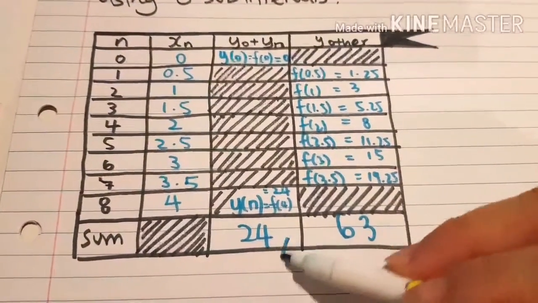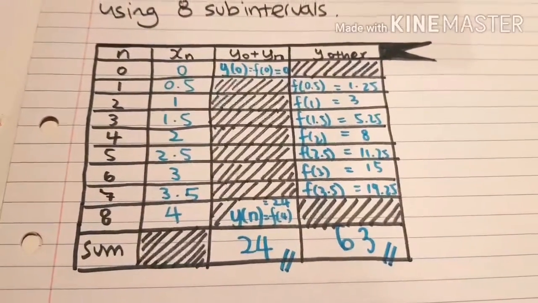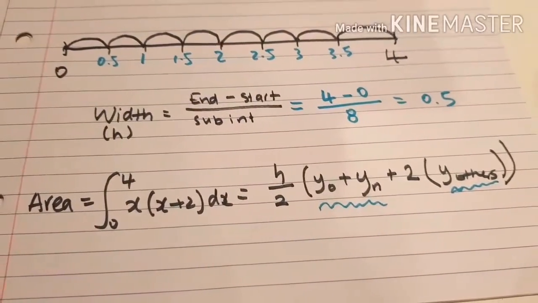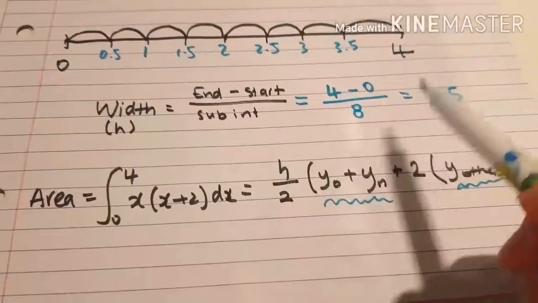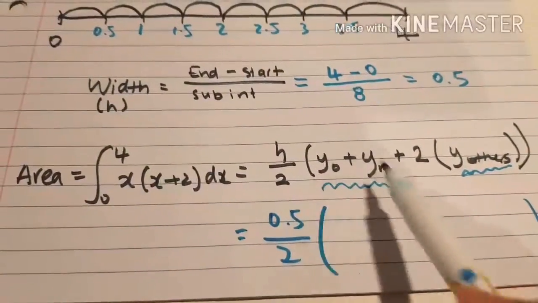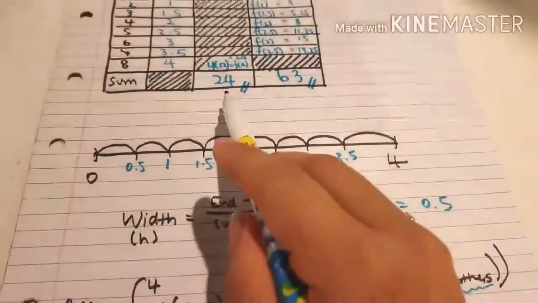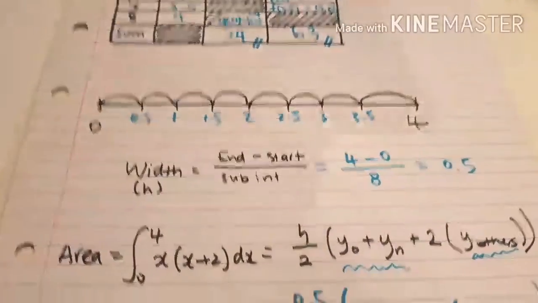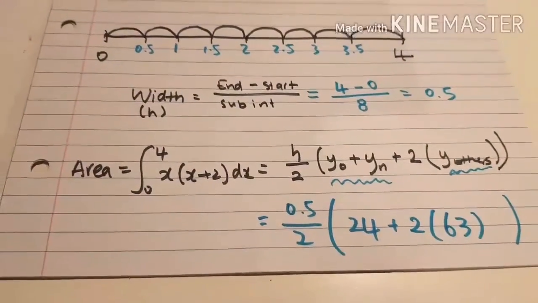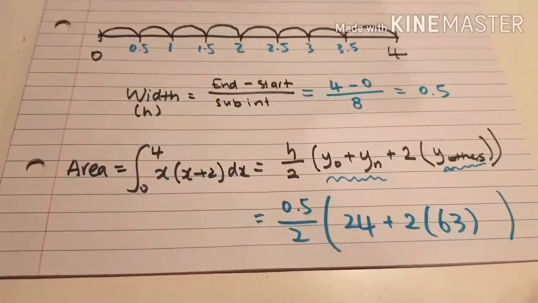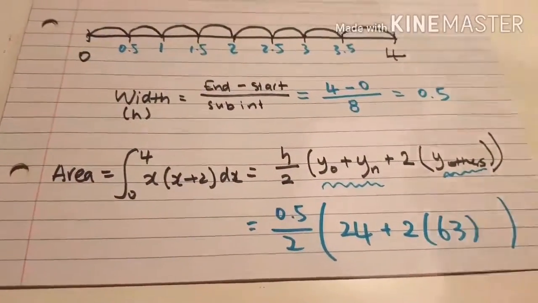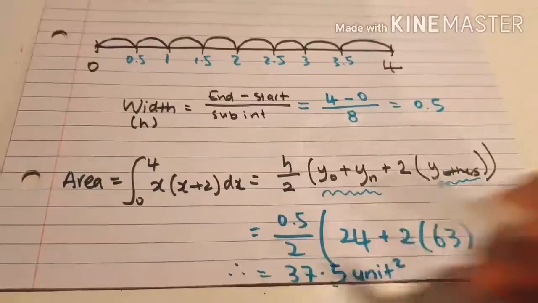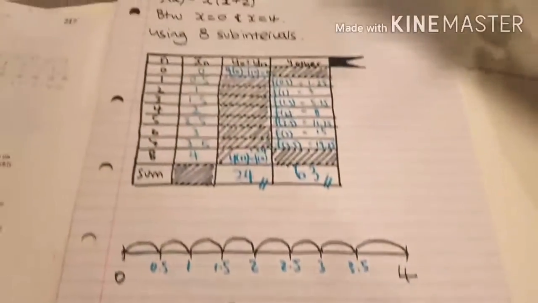Using these two values, I'm going to calculate the area under the curve. Remember the formula. What is my h? h is 0.5. The first plus last was 24, and the other y values total 63. If I add them all together, I'll get 37.5 units squared. That's going to be my final answer.